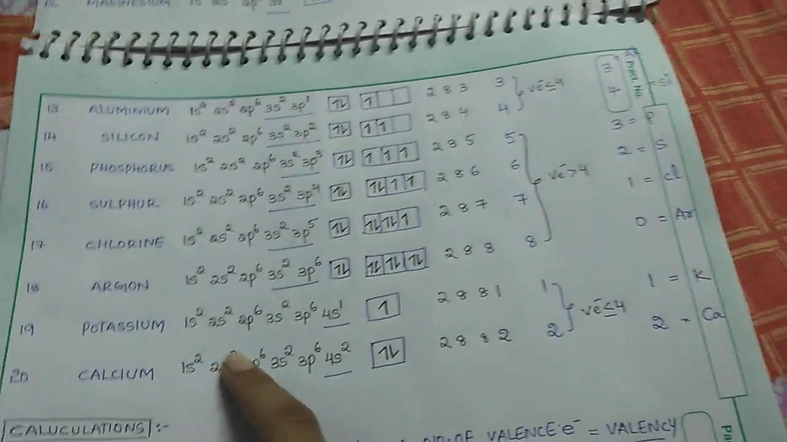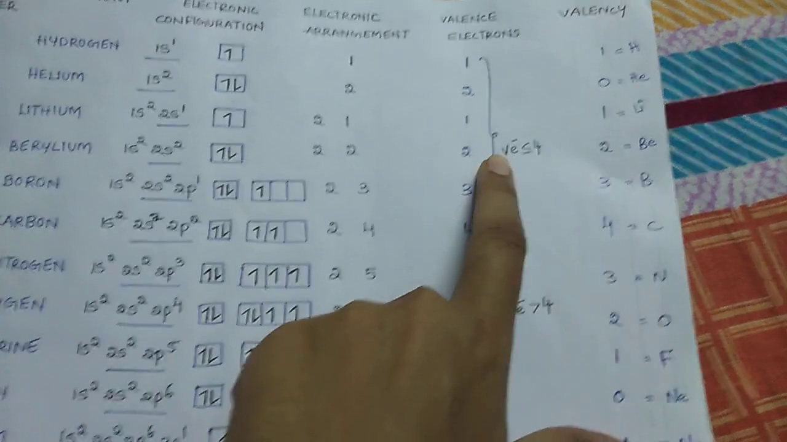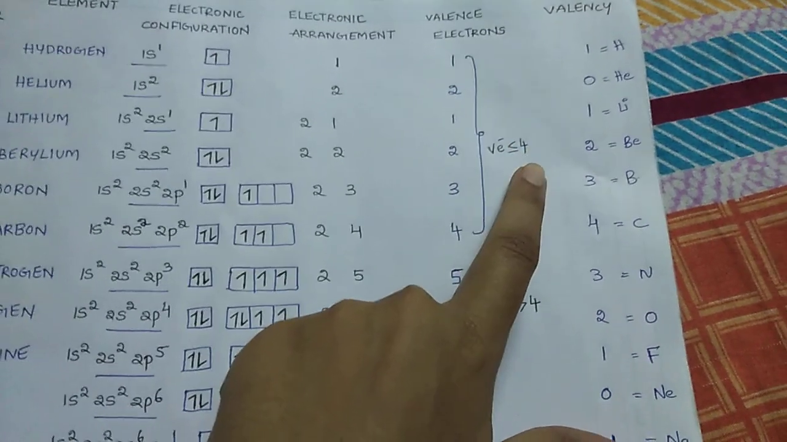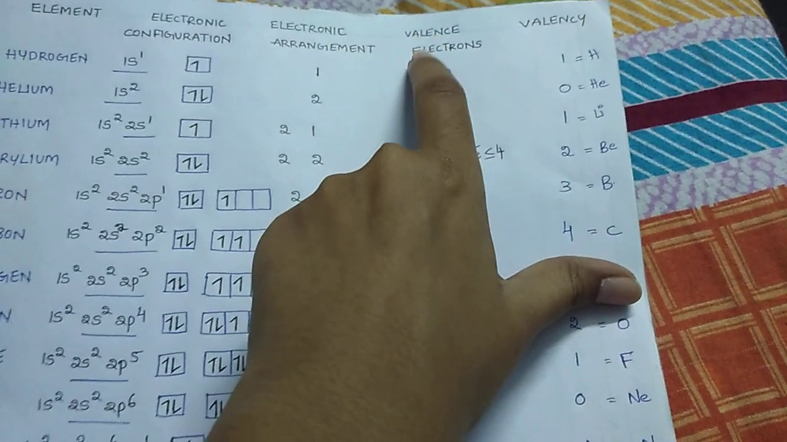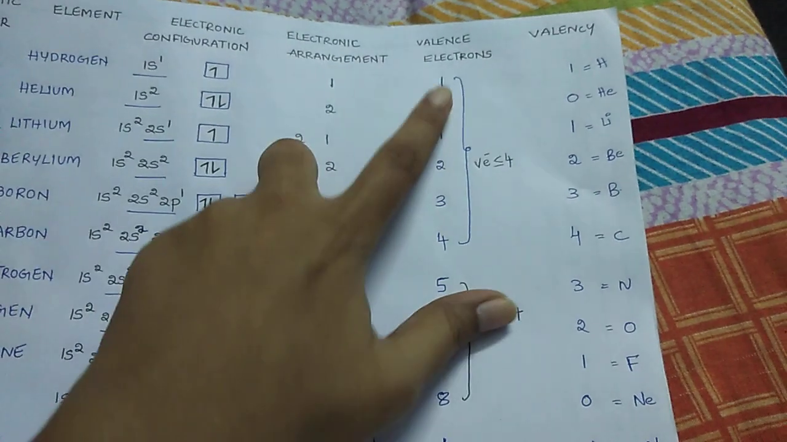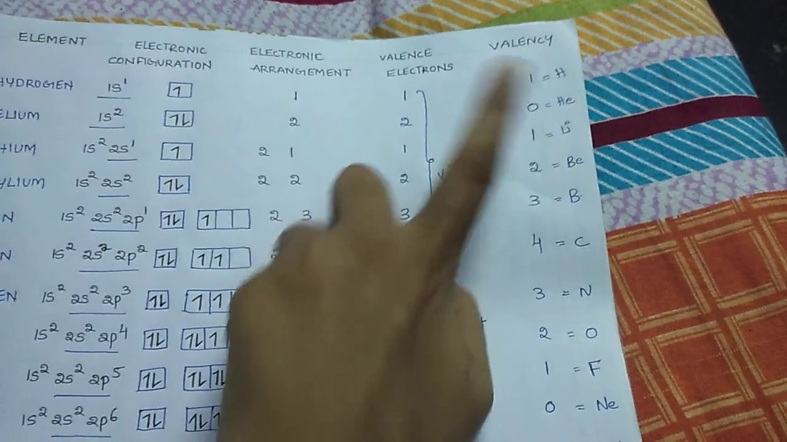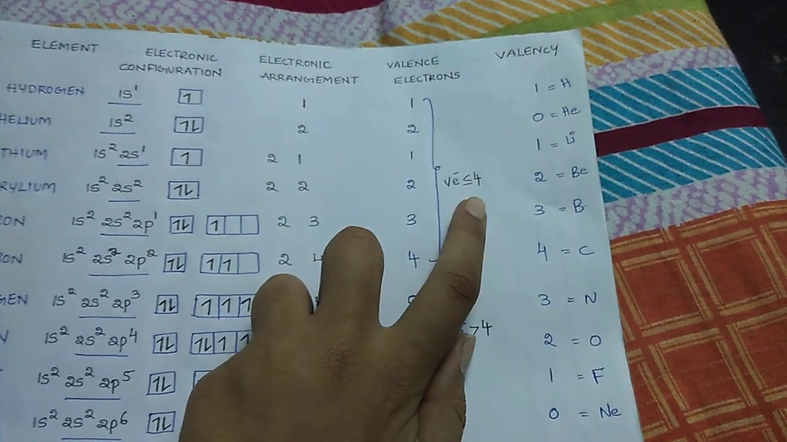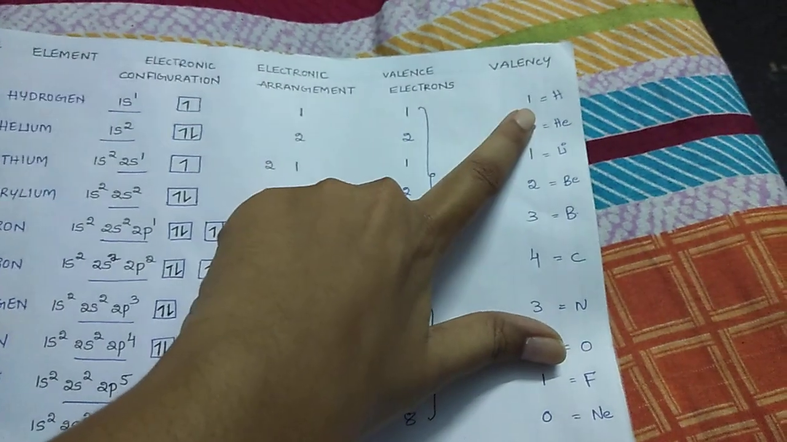And one thing we have to keep in mind is that elements with 4 or fewer valence electrons will have a valency equal to the number of valence electrons they possess. Here for hydrogen, there is only 1 electron, that's why the valency is 1. As the number of valence electrons is less than 4, the valence electrons are equal to their valency state.